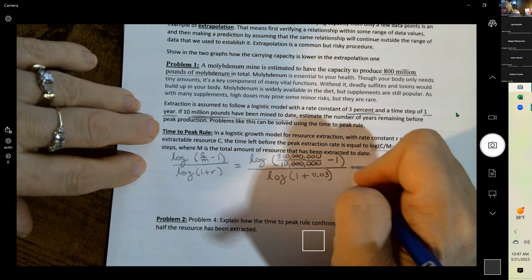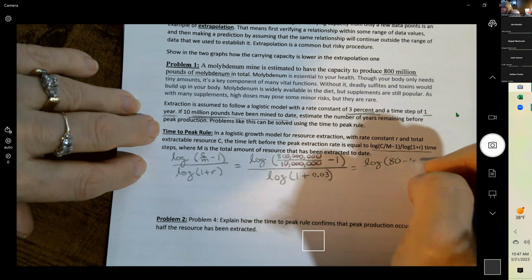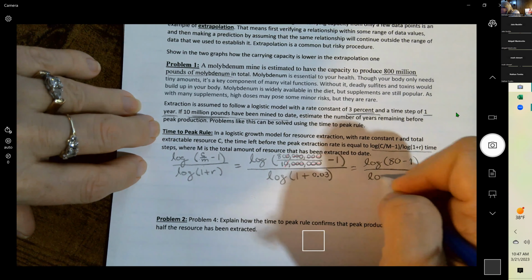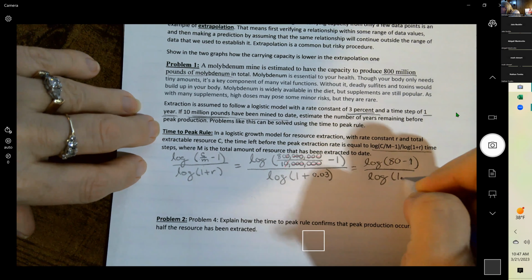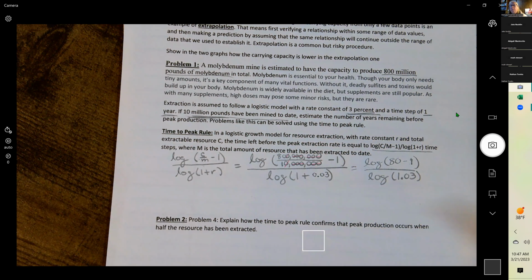So this is the log of 80 minus 1, or 79, divided by the log of 1.03, if we add them. So the log of 79, close the parenthesis, divided by the log of 1.03 is 147.8.